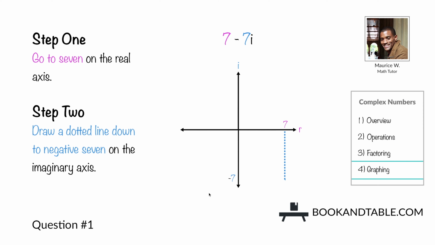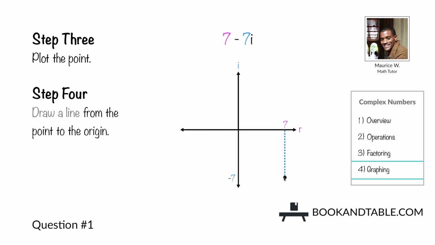Question number 1, we want to find the argument of 7 minus 7i. Step 1, go to 7 on the real axis. Step 2, draw a dotted line down to negative 7 on the imaginary axis. And the third step, plot the point. We then want to draw a line from the point to the origin so that we can create our right triangle in the quadrant. And this angle closest to the origin is our theta, or our argument that we're looking to calculate. With our right triangle, we see the side opposite is 7 and the side adjacent is 7.